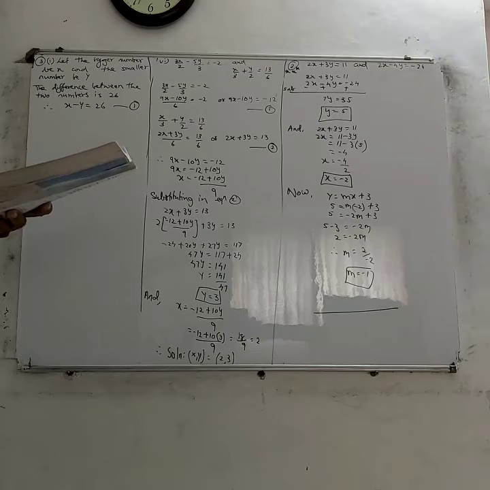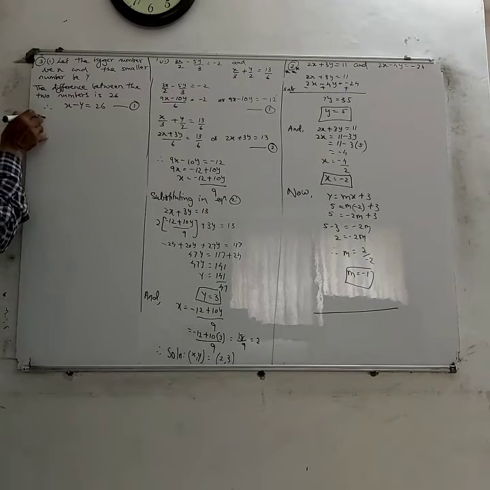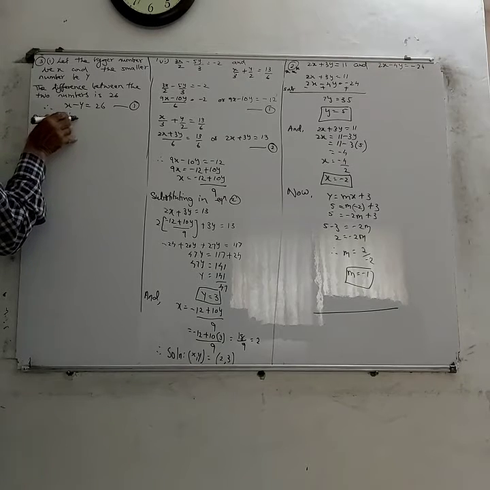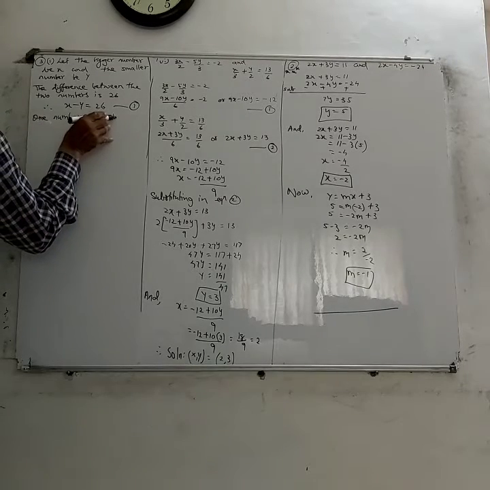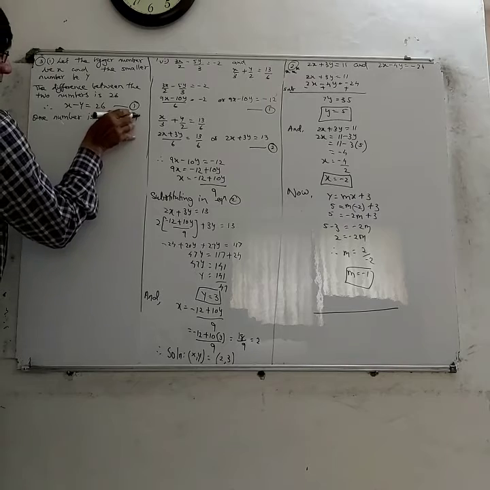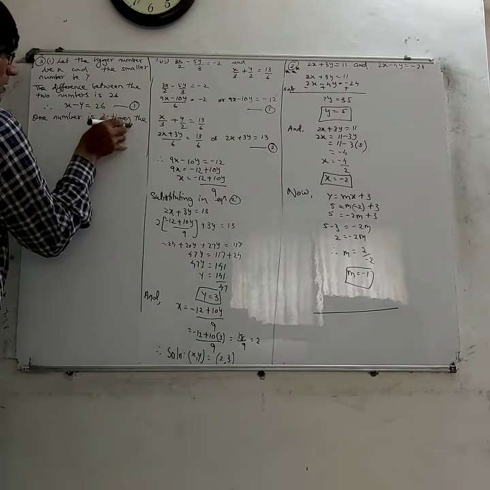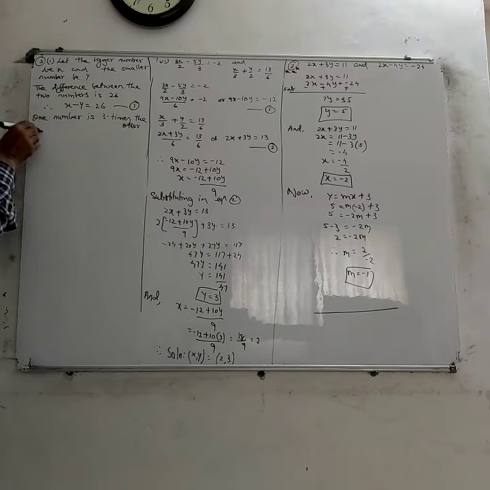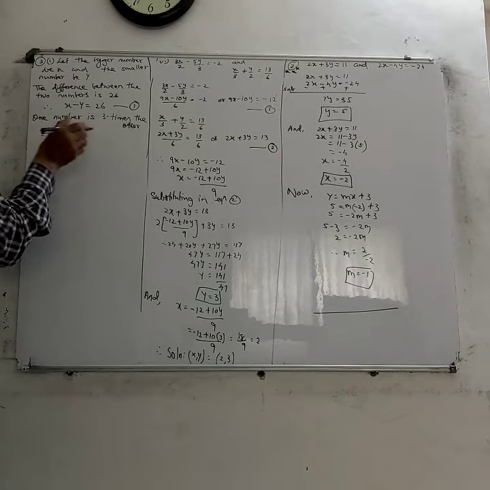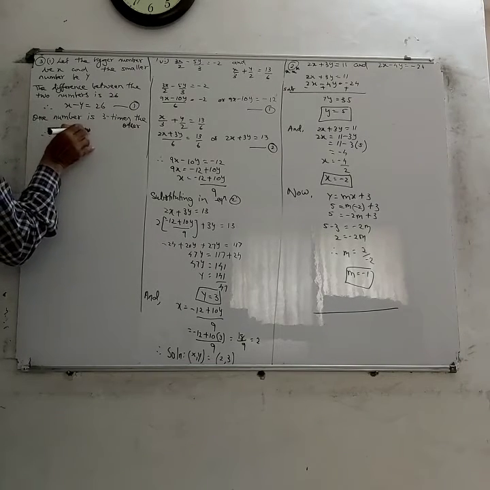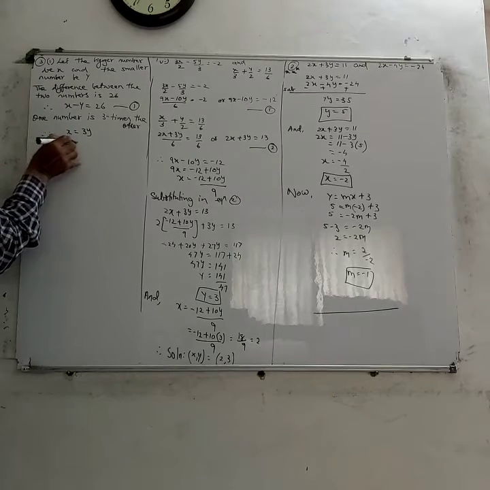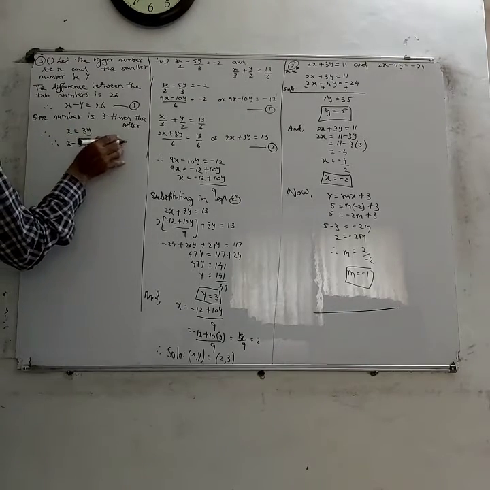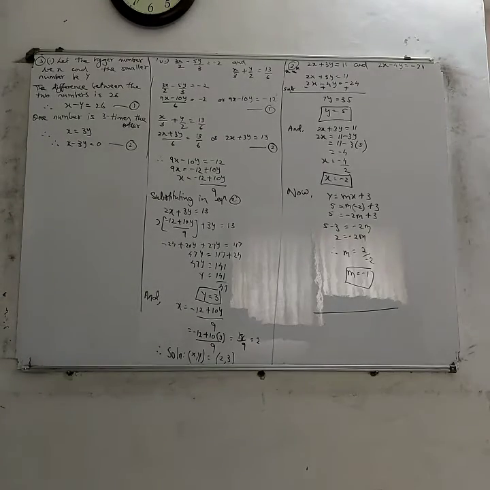And it says one number is 3 times the other. One number is 3 times the other number. That means the bigger number is 3 times. Therefore, bigger number is 3 times the other. X is the bigger number. X is equal to 3y. Therefore, x minus 3y is equal to 0. Now we got two equations. Okay? Or substitute. Okay, substitute this.